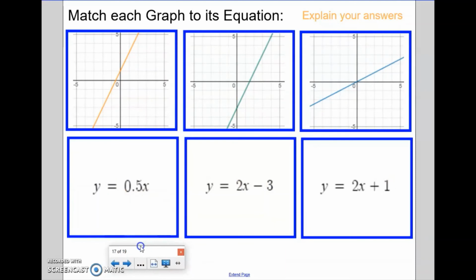Here's another 3 to have a go at. Could you match up the graph to the equation of the graph? And pause the video now.